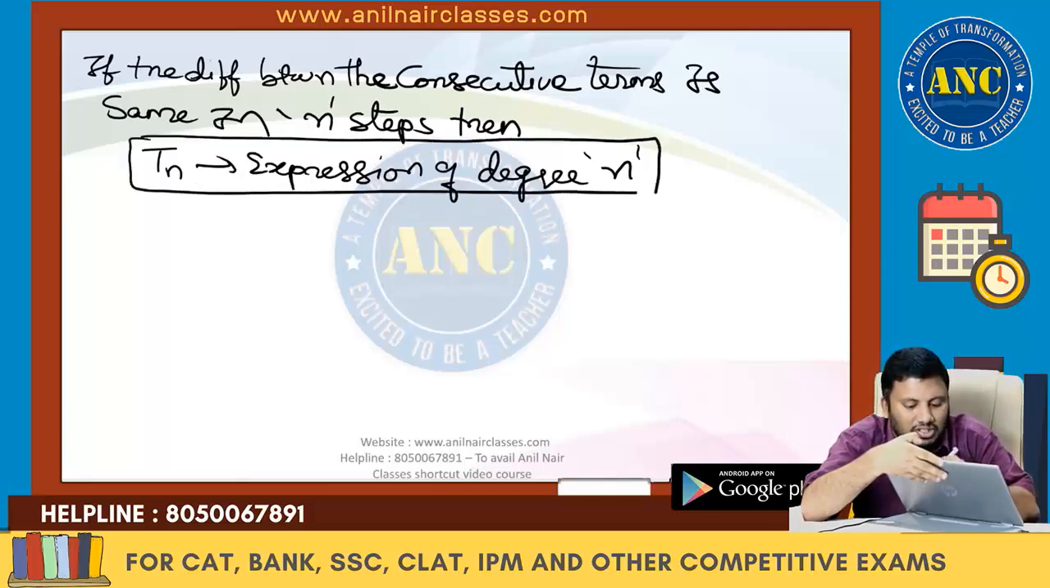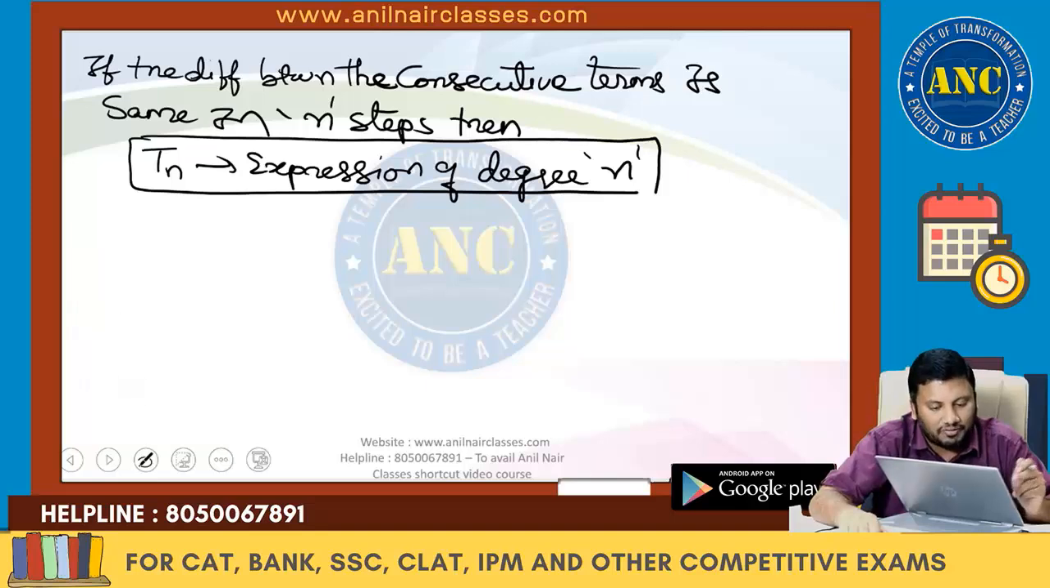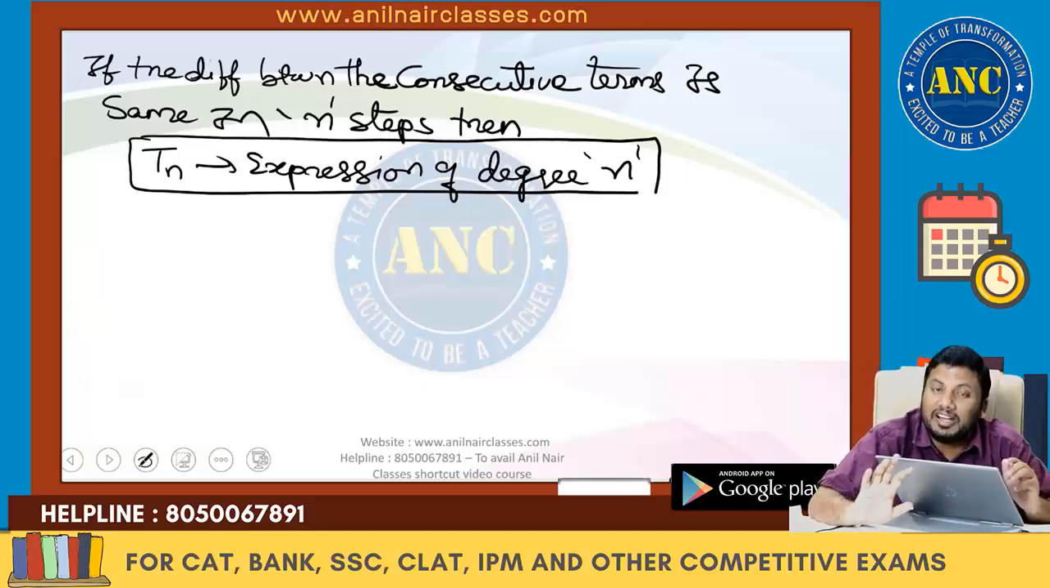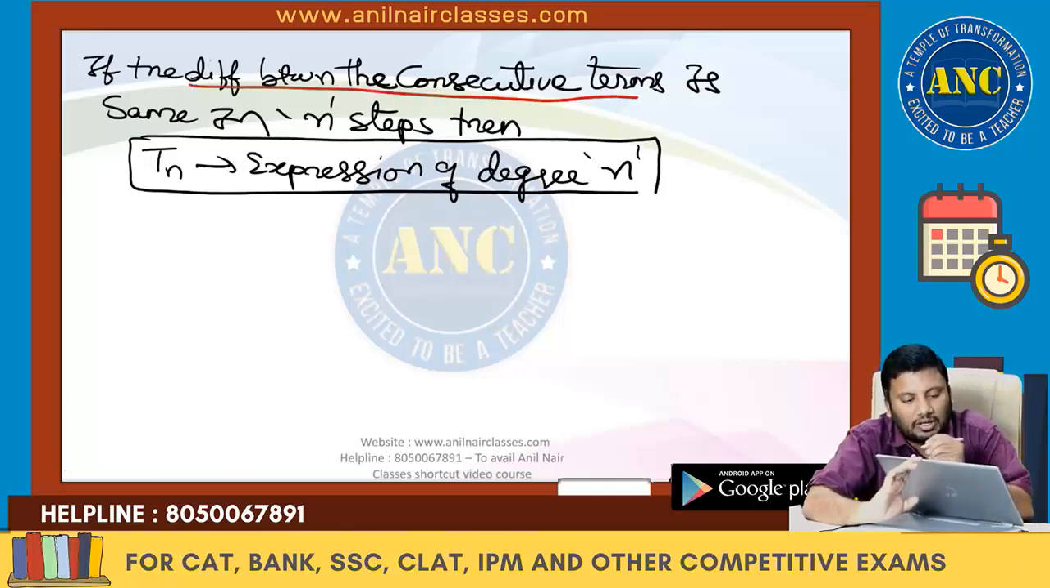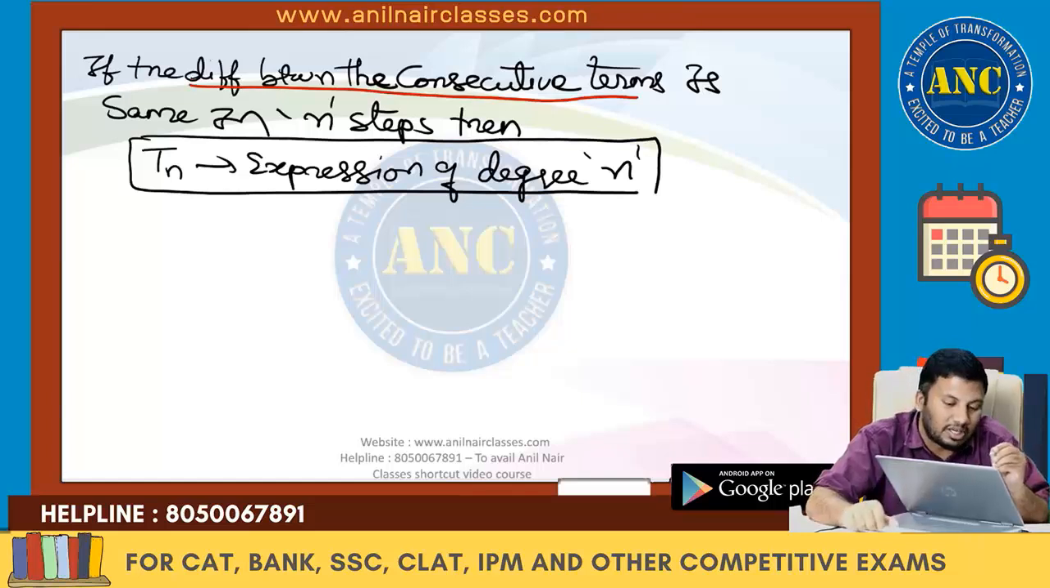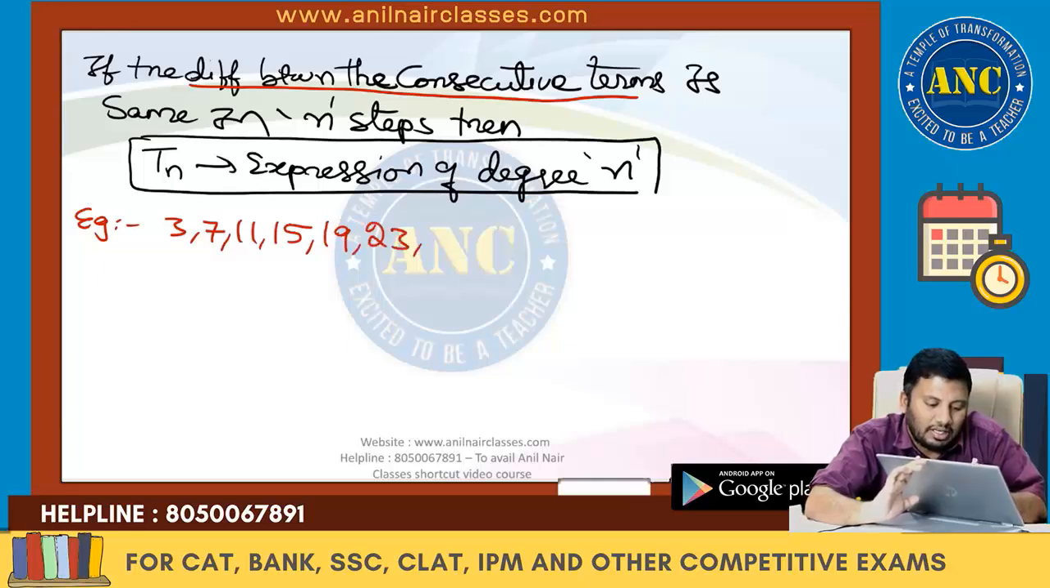If the difference between the consecutive terms is the same in n steps, then nth term will be an expression of degree n. A very, very interesting way of looking at a few kinds of series. Example: 3, 7, 11, 15, 19, 23, 27 and so on.